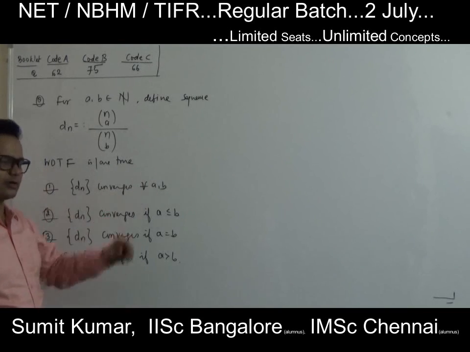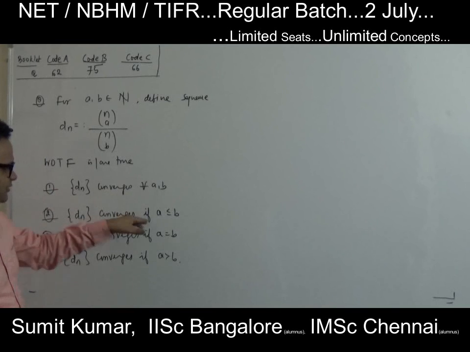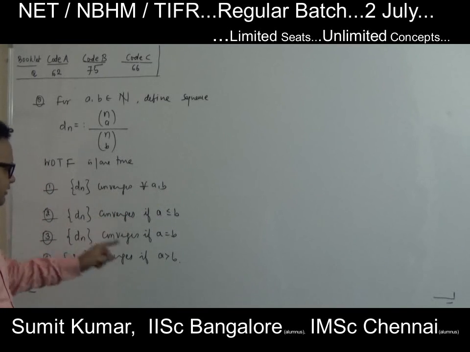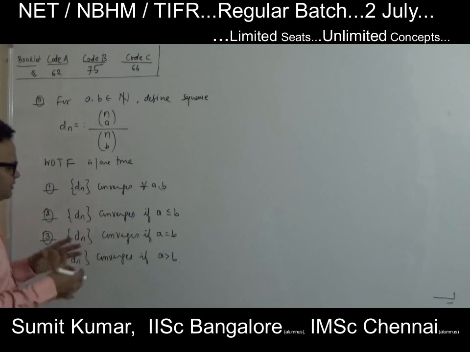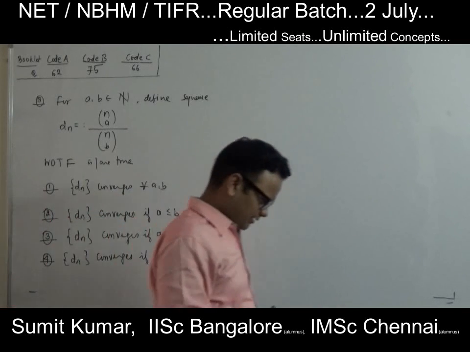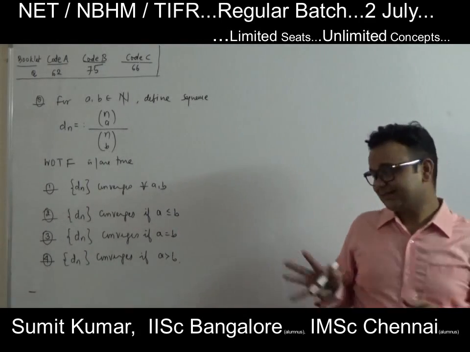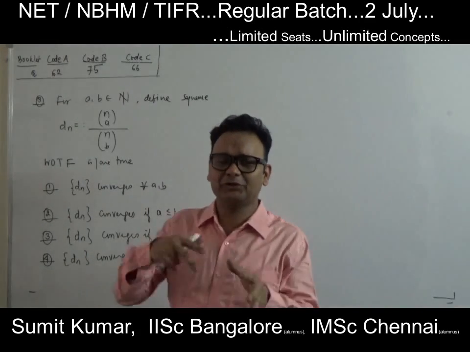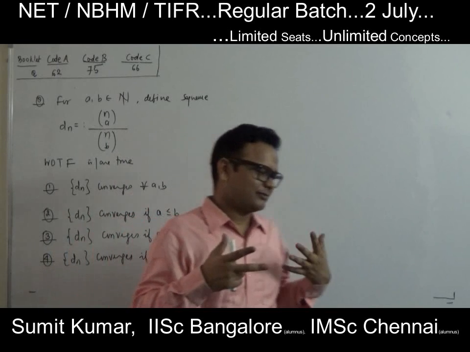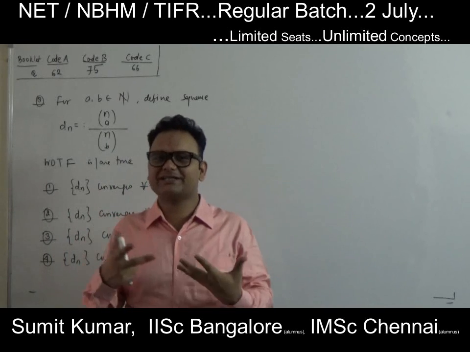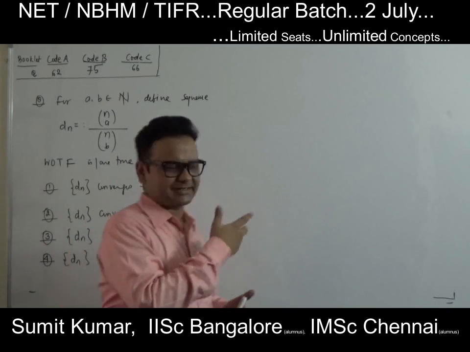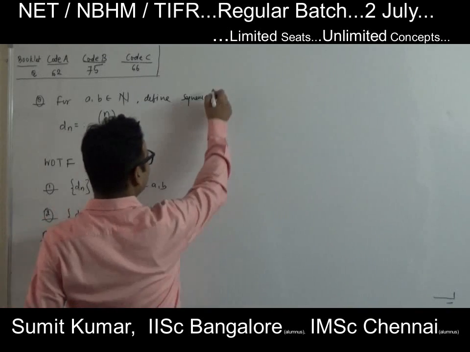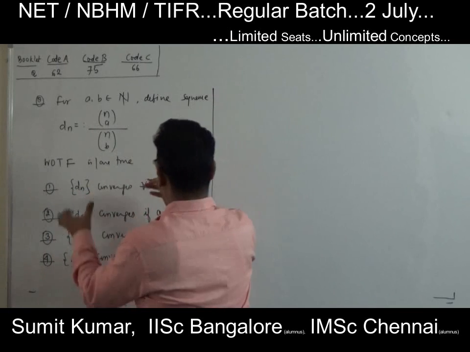Dn converges for all A, B. Dn converges if A is less than or equal to B. Dn converges if A is equal to B. Dn converges if A is greater than B. Well, this is like a test for you. Have you studied combinations in 11-12 standard or not? That is what they are interested in. Let's try to understand the concept involved in this.